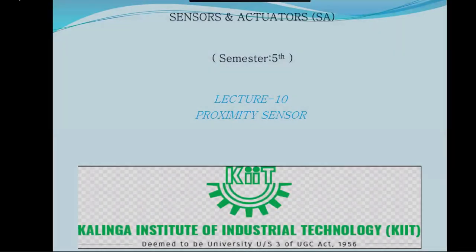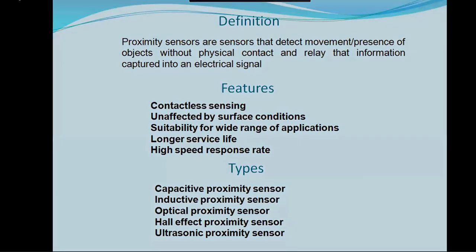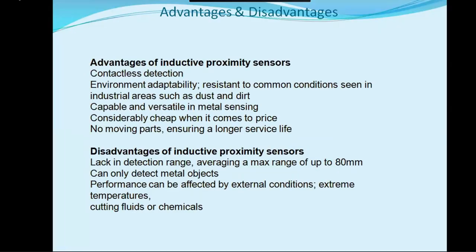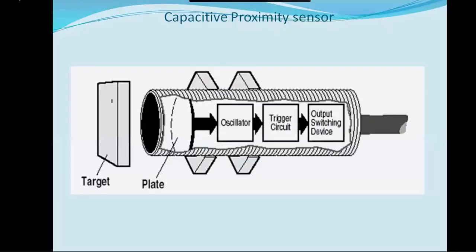What is the capacitive proximity sensor? Okay. So see the diagram very carefully in the case of the capacitive proximity sensors also. You know what a capacitor is: basically, two parallel plates are there. So actually, what is happening here in the capacitive proximity sensors?